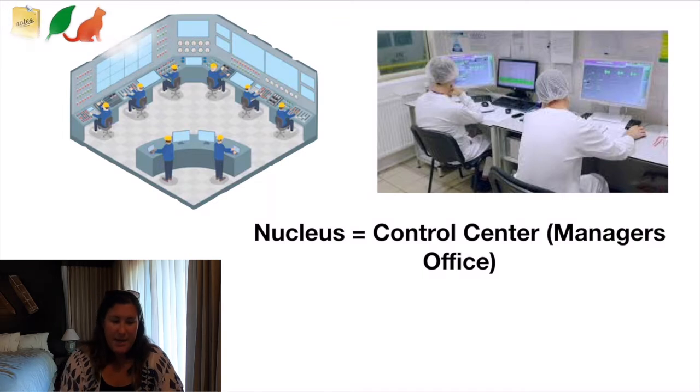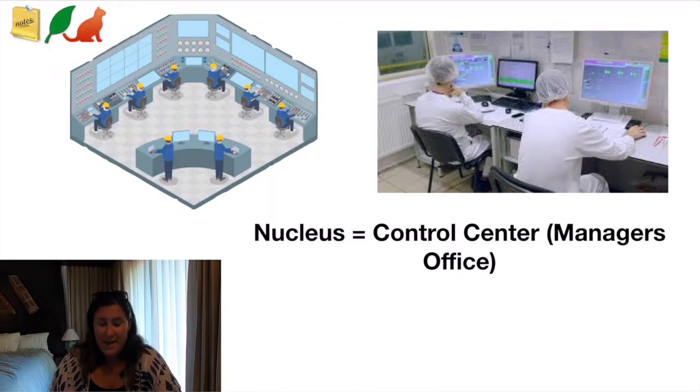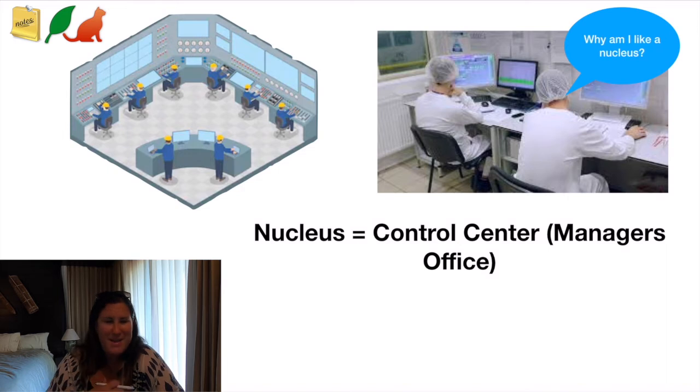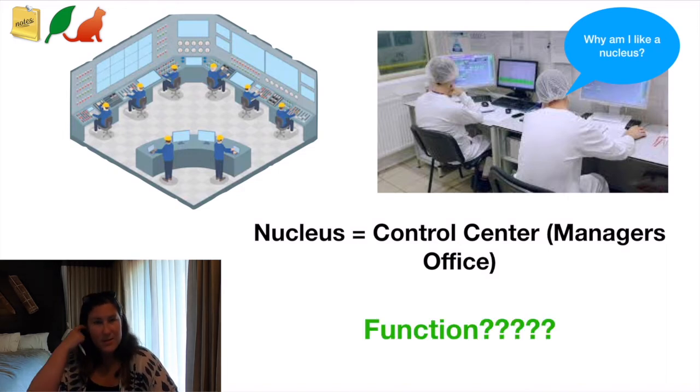The next one is the nucleus. So the nucleus is in both plant and animal cells, and I would match this up to some sort of control center. In terms of function, why might that be similar to the nucleus? So think about that in terms of function.